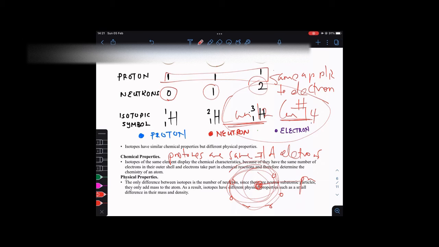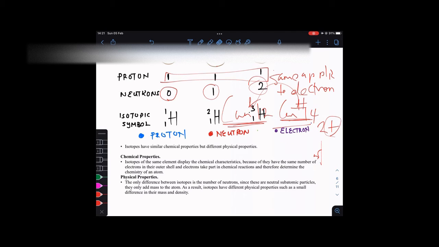But the physical properties are different because carbon 14 has 2 more neutrons than carbon 12, and each neutron has a relative unit mass of 1, which means it will affect the mass. The mass of carbon 14 will be different from the mass of carbon 12. That's why we say physical properties are different, but chemical properties of isotopes are the same. If you read carefully these 2 points, they actually explain what I was saying.